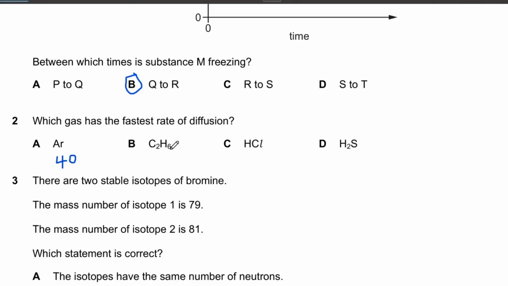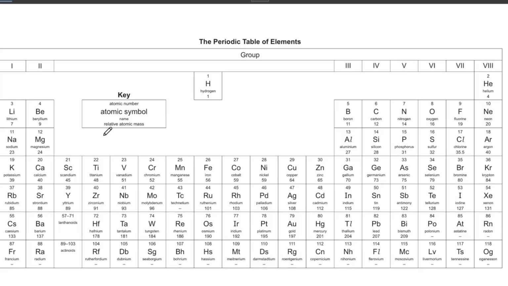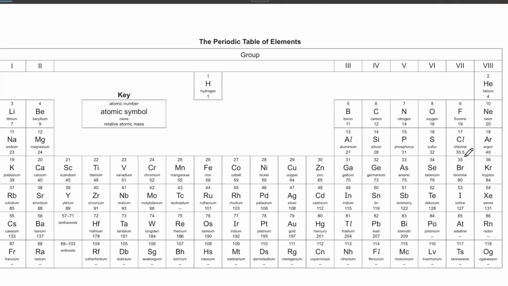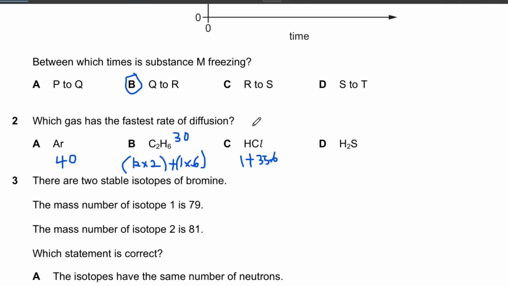Next is C2H6. The relative formula mass is the relative atomic mass of carbon plus the relative atomic mass of hydrogen. Carbon is 12 and hydrogen is 1. So this is 12 multiplied by 2, because we have 2 carbons, plus 1 multiplied by 6, because we have 6 hydrogens. This gives us 24 plus 6, which is 30. For the next one, we have hydrogen, the same relative atomic mass of 1. Then we check the periodic table for the relative atomic mass of chlorine, which is 35.5, which means for HCl it is 36.5.